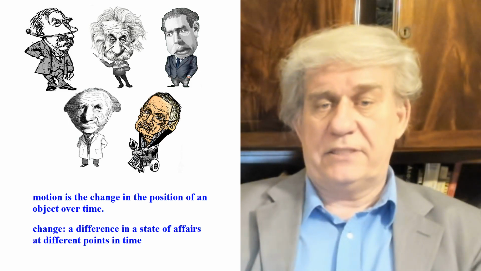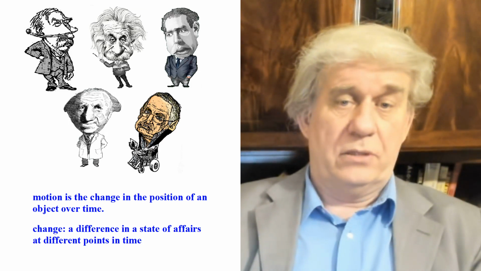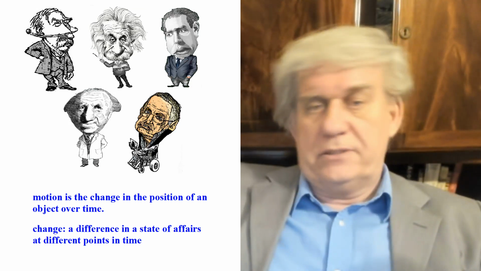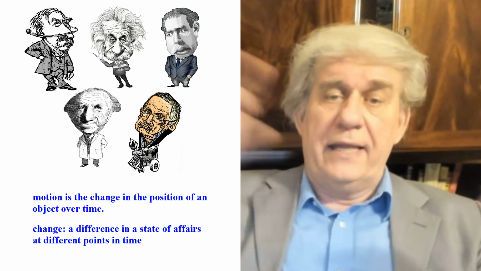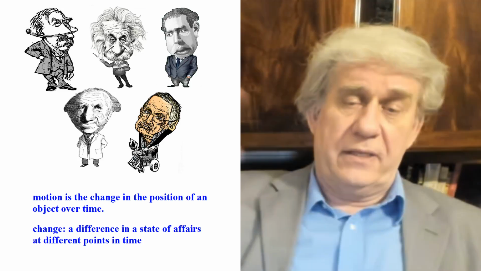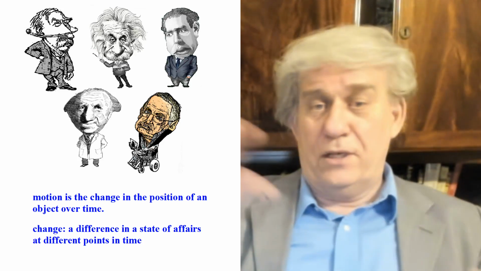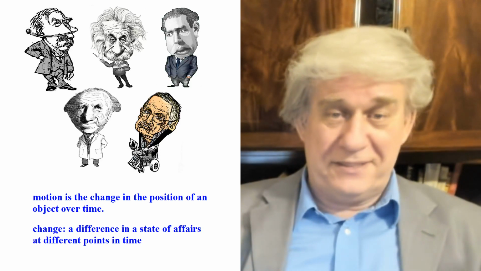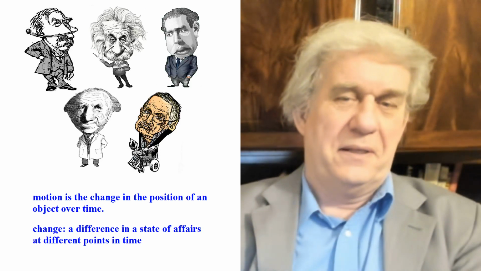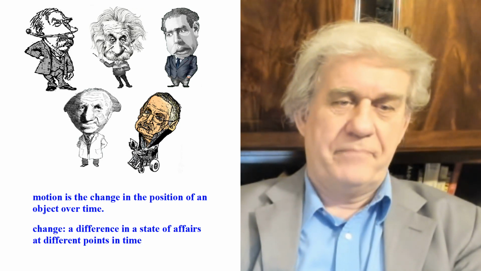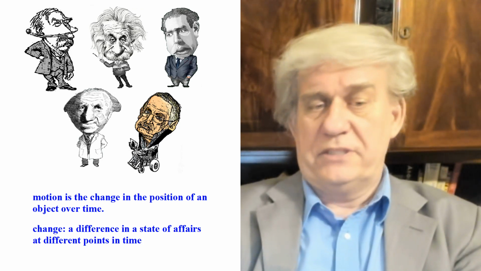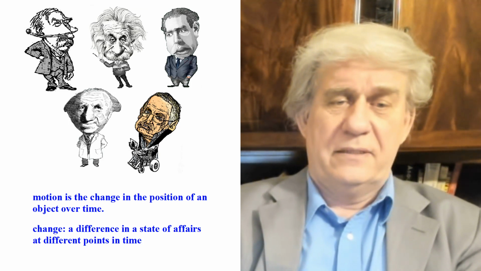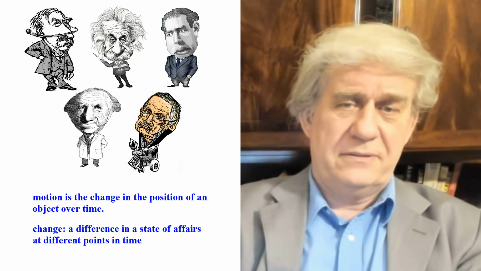The second one is they say it's a change in position. So you have this first arrow that took you to A, then you got the second arrow that took you to P or whatever, right? And then that change in location, in position, in place, that's what they call motion. Okay? And when you look up change also, a difference in the state of affairs at different points in time. Sounds a lot like motion.